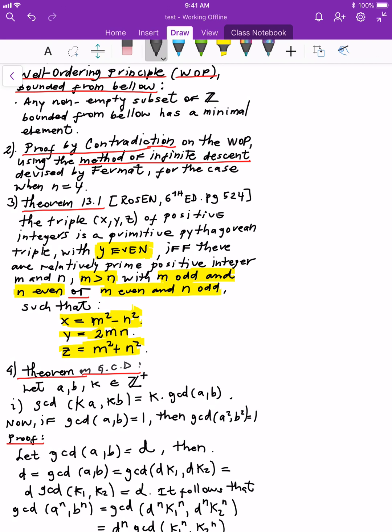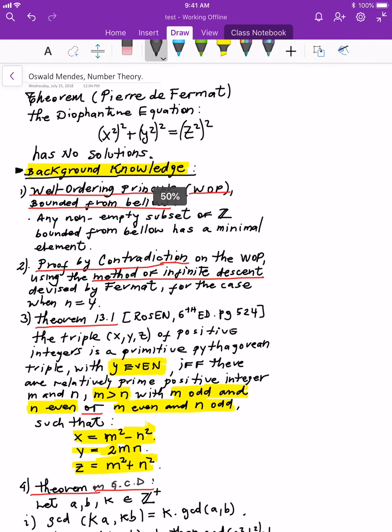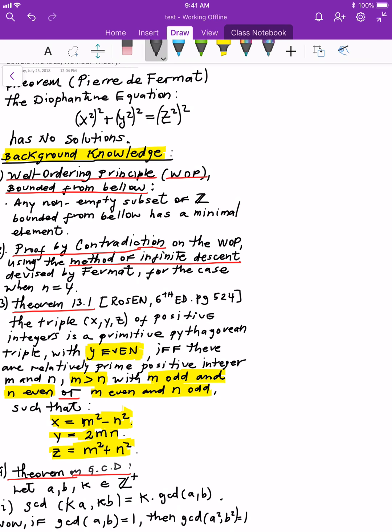Proof by contradiction on the well-ordering principle, using the method of infinite descent devised by Fermat, for the case when n equals 4. That's the one that we're looking for here. So basically this is x to the 4 plus y to the 4 equals c to the 4. Now it is just sufficient to show that x to the 4 plus y to the 4 equals c squared.